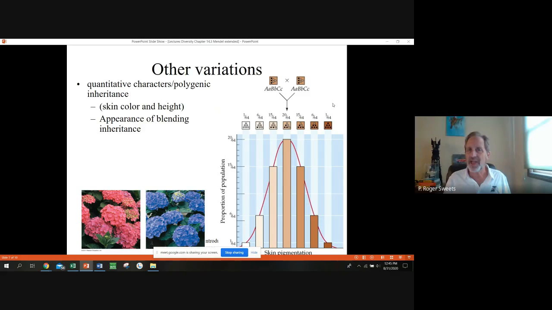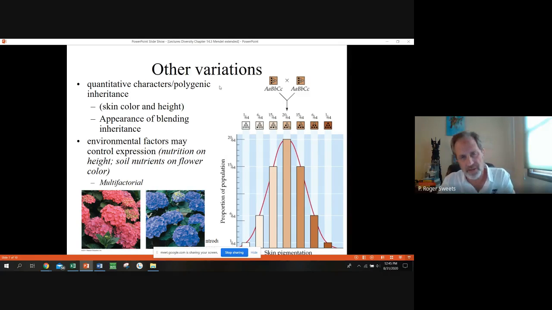You're just actually adding those particles up, so to speak, to get the result in quantitative characters and polygenic inheritance. Again, that deserves a much longer conversation, but there's not time for that in this particular class. Just know that that happens because it's very, very common. And obviously, we have the nature-nurture debate. The nature-nurture means that on top of all of the genetics that decide what some phenotypic expression might be, there may be many environmental factors that control that.